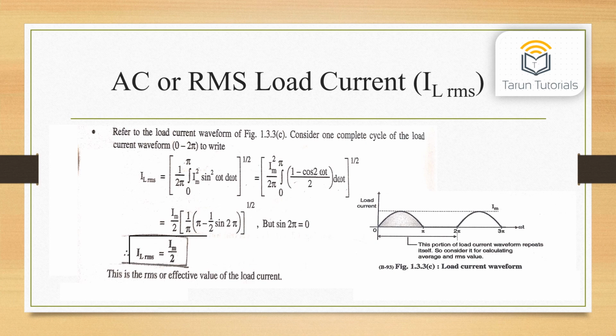Further on, we get ILRMS equal to Im upon 2 [1 upon pi (pi minus half sin 2 pi)] raised to half. But sin 2 pi equal to 0. Therefore, we get ILRMS equal to Im upon 2. This is the RMS or effective value of the load current.